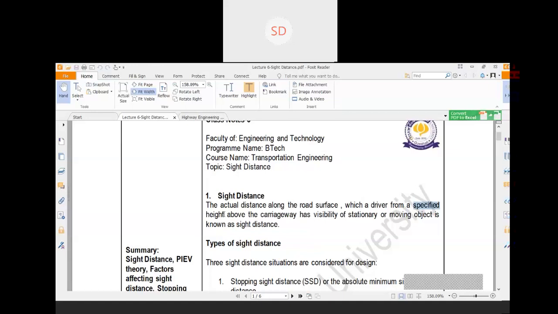So what is the specified height? As per Indian Road Congress, the eyesight of the driver is considered to be at an elevation of 1.2 meter above the carriageway. That is basically the specified height. Now, the height of the stationary or moving object is also fixed by Indian Road Congress, and that is considered as 0.15 meter. So it is called sight distance.